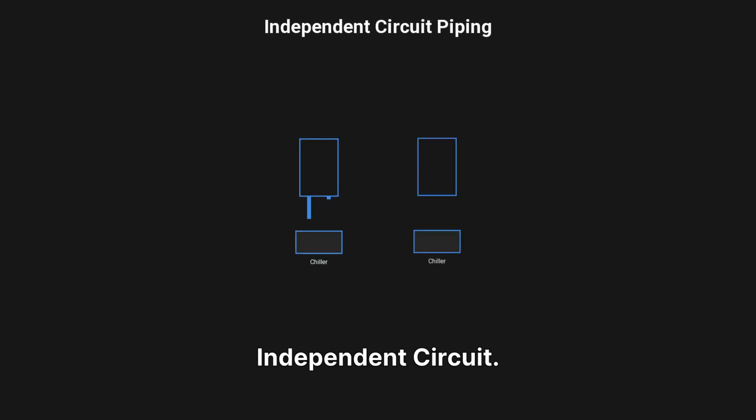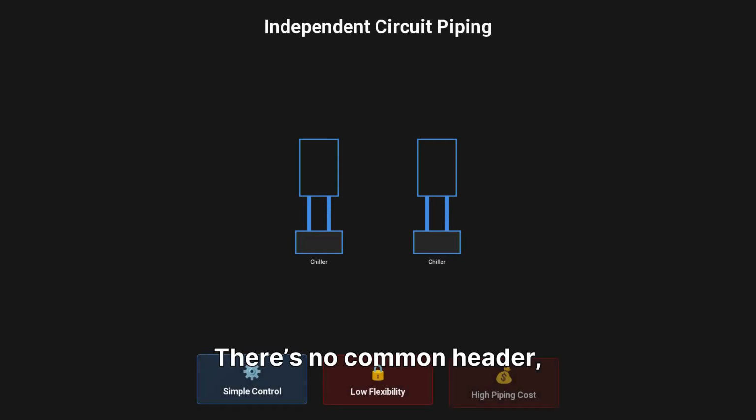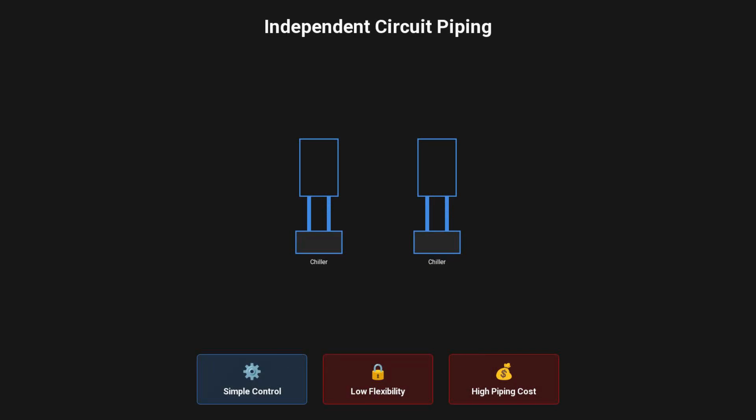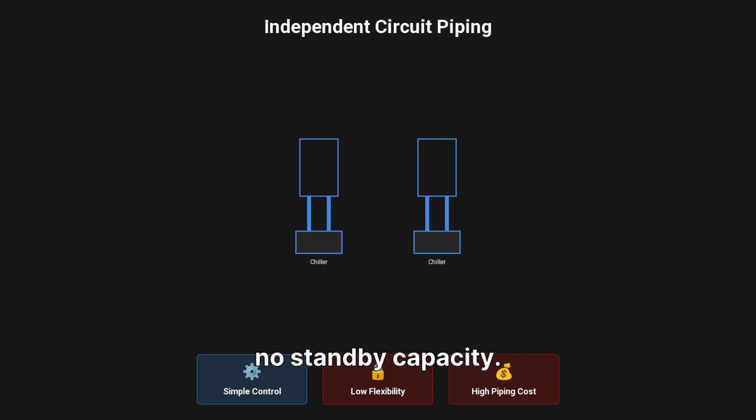Option 1 is the independent circuit. Each chiller has its own pump, cooling tower, and piping. There's no common header, which keeps control simple since each circuit can be turned on or off independently. However, flexibility is poor. There's no standby capacity. If a tower fails, that circuit goes down. Because of the duplicated piping, this option is typically the most expensive and is rarely used.